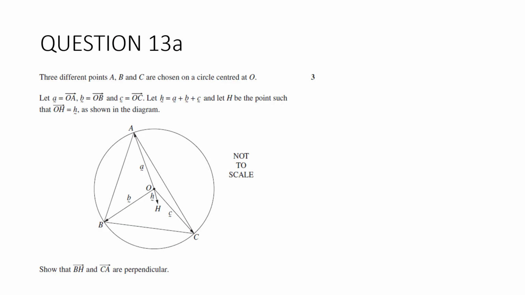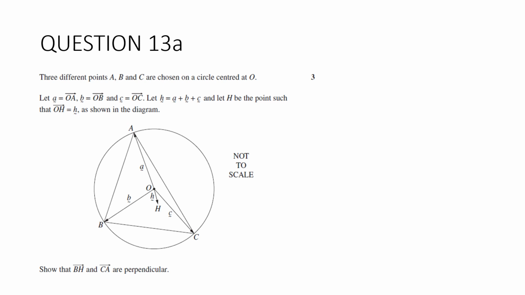Question 13a. Three different points A, B and C are chosen on a circle centered at O. Now let a be the vector OA, b be the vector OB and c be the vector OC, and also h is the vector OH. And we're also given this, h is equal to a plus b plus c. Show that vectors BH and CA are perpendicular.